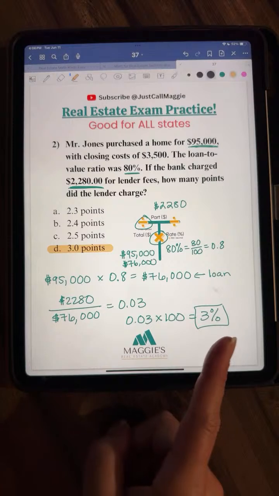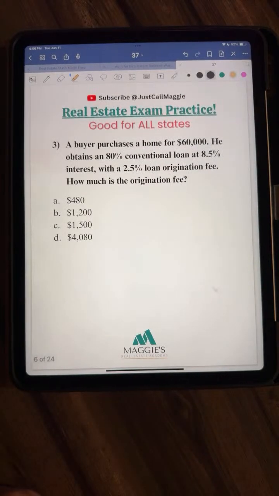Very good. All right, next up, a buyer purchases a home for $60,000. He obtains an 80% conventional loan at 8.5% interest with a 2.5% loan origination fee. How much is the origination fee? All right, so remember, when we are doing that, we still need to find the loan amount.